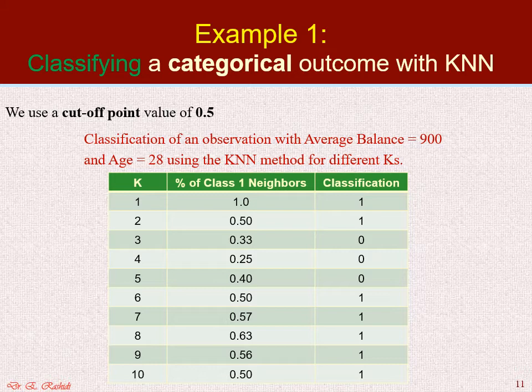And for 2, we saw that we need to have a cutoff point, 50%. So we would classify it as a 1 class. And you can see it for k equal to 3, 4, and up to 10, where n is equal to 10. The total number of observations in our training data set is 10. So as you can see here, k, the number of neighbors, can vary from only one neighbor to 10 neighbors, the total data points that we have in the training set.